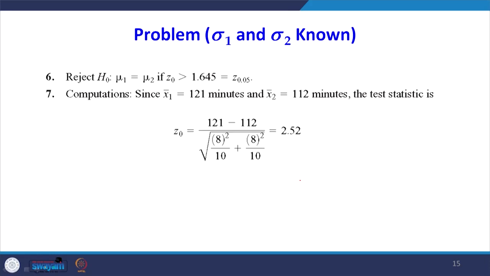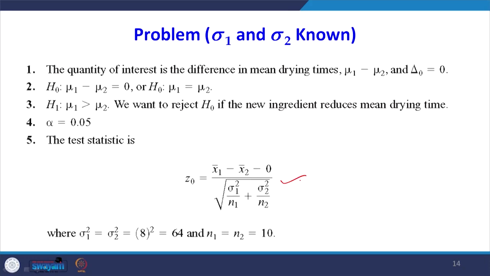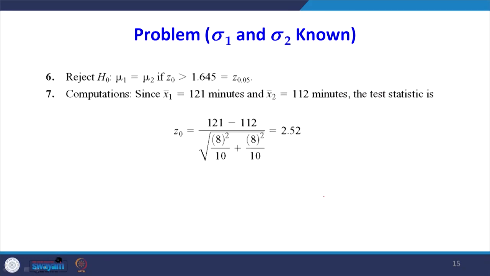Because you see that this test is a right tail test. So, a right tail test means it will be like this. When alpha equal to 0.05, the corresponding z value is 1.645. If the calculated z is greater than 1.645, we have to reject our null hypothesis.